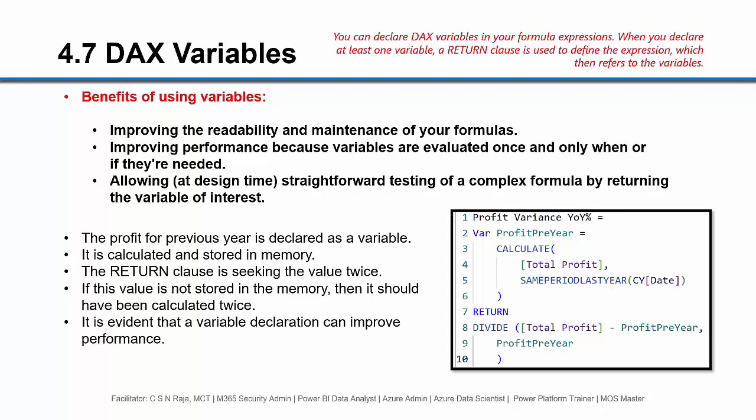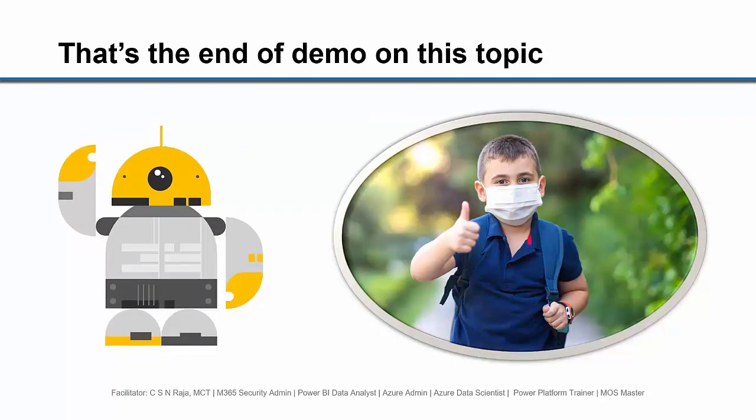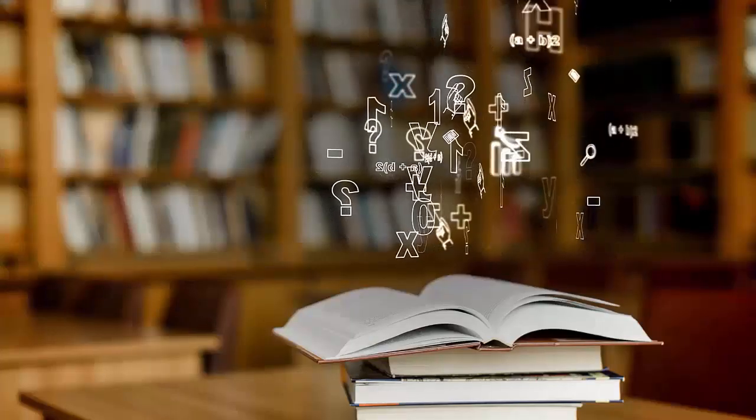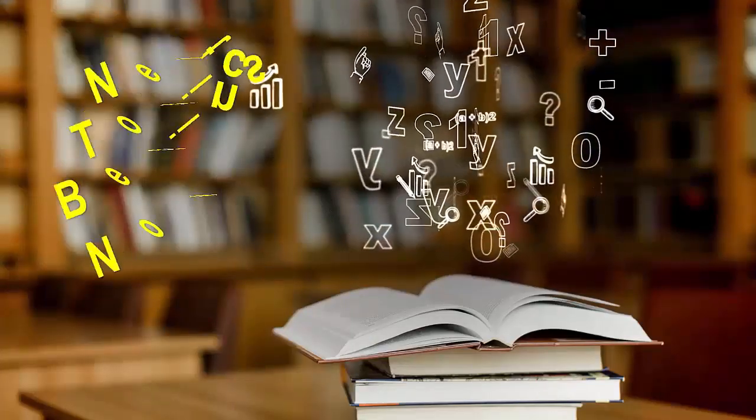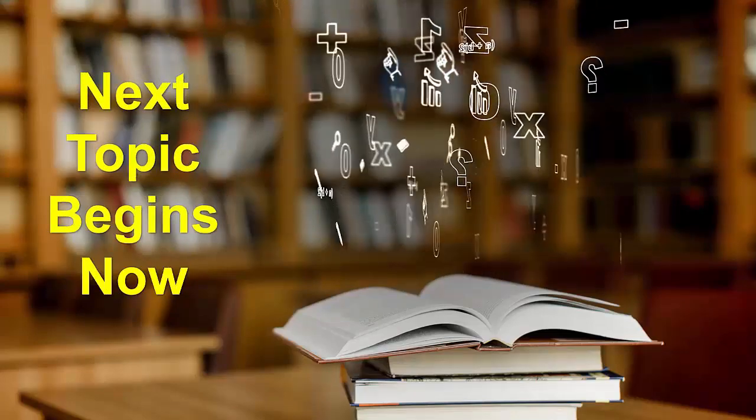What is more important is you can see the profit previous year value has been called for twice after the return statement. And if this value was not stored in the memory, then it should have been calculated twice. So it is pretty much evident that a variable declaration can improve performance. You just saw the demonstration on using the IsInScope function, and probably the purpose is clear to you. That is the end of the demo on this particular topic. We will be moving to the next topic in a few seconds.